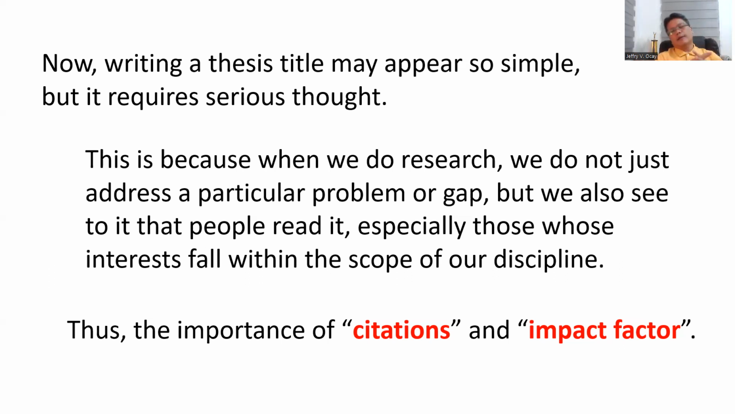Anyway, when writing a working title, some scholars don't realize that there are rules to follow, that it's not as simple as coming up with an eye-catching statement without capturing some ideas or key concepts in the paper. So again, it appears so simple to some researchers, but I should say it requires serious thought.